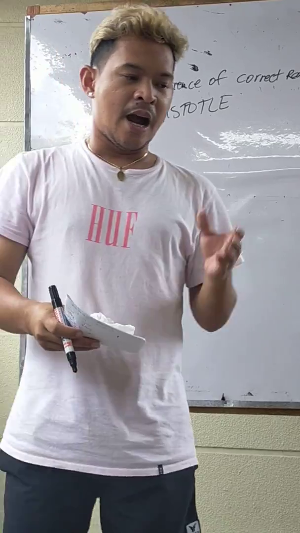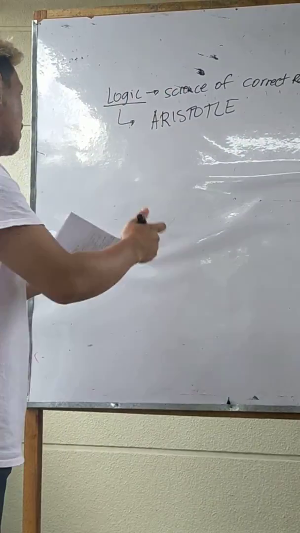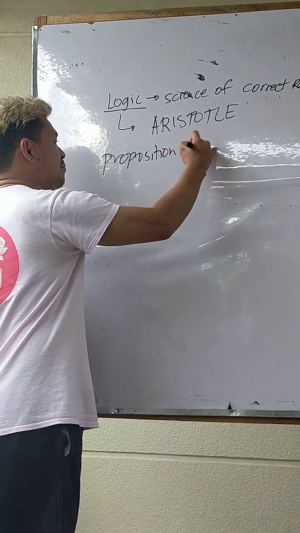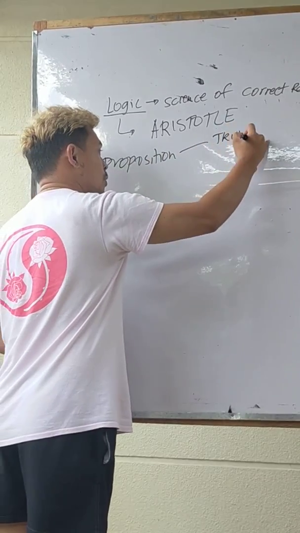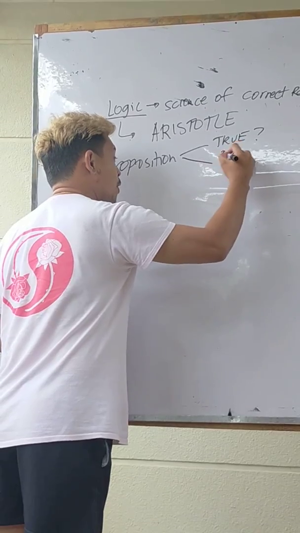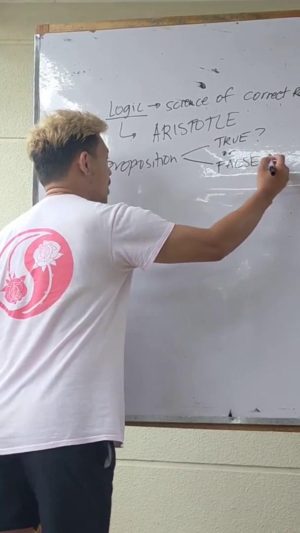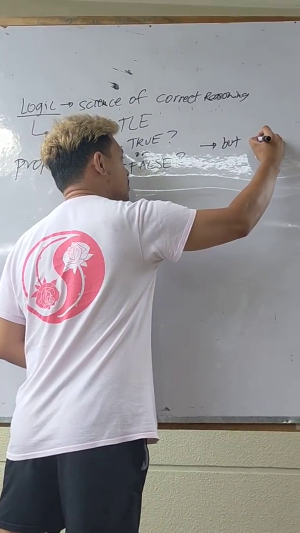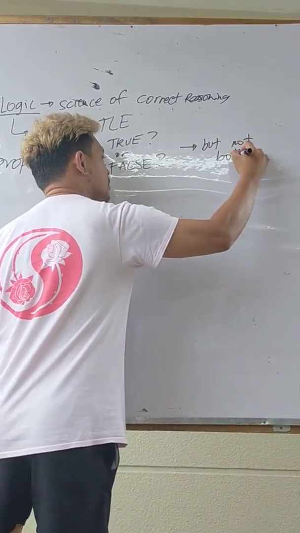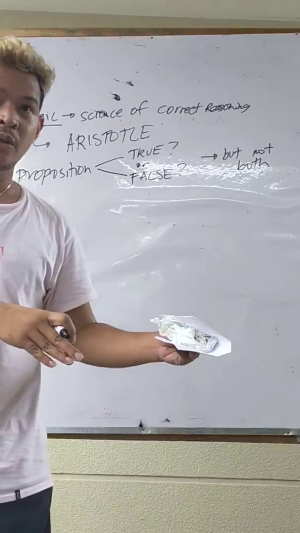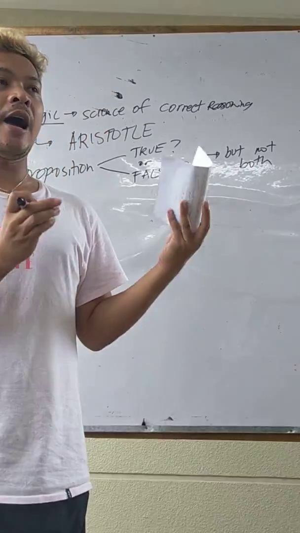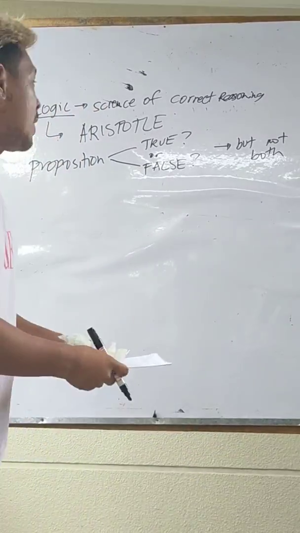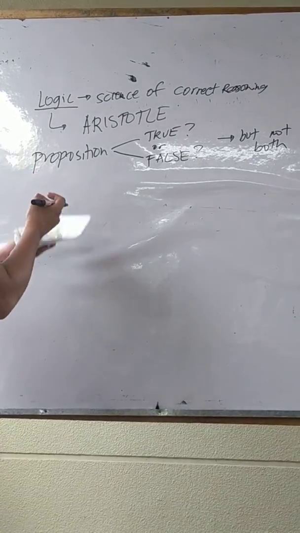So in logic, we have the so-called proposition. This proposition can be true or false. But remember, one of the characteristics: it can be true, or it can be false, but not both true and false. That is the proposition.